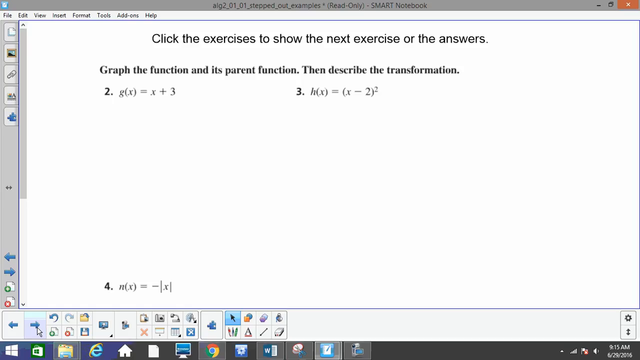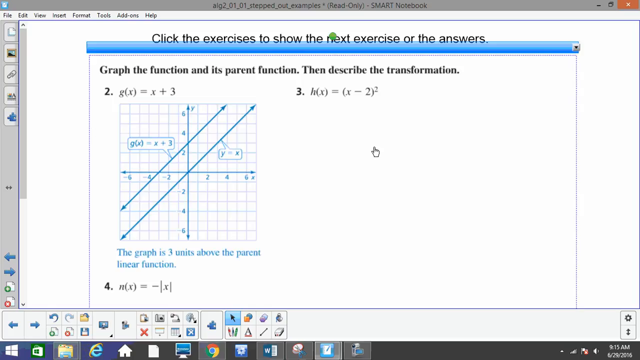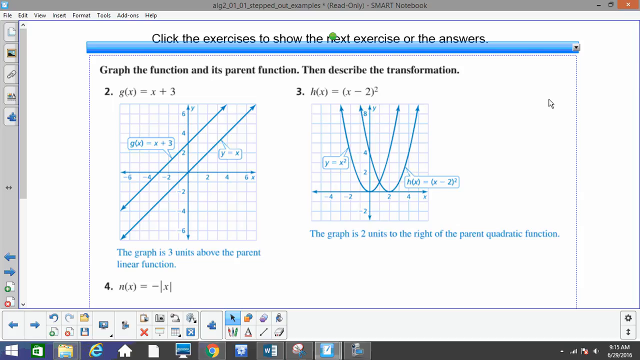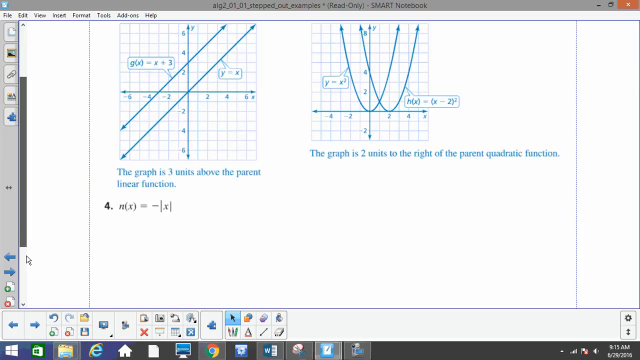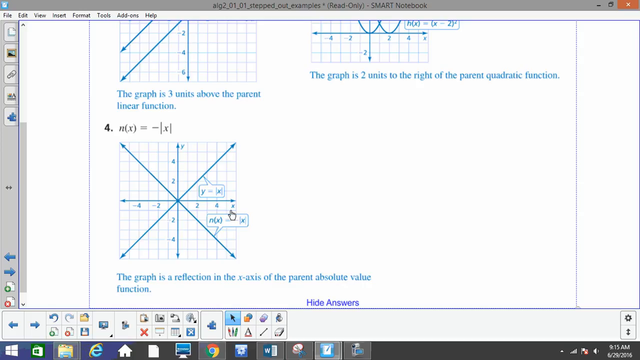These should be Try Its. I would pause for a second, try them, and then compare with the answers that I'm going to be putting up here. Hopefully you did well on those.